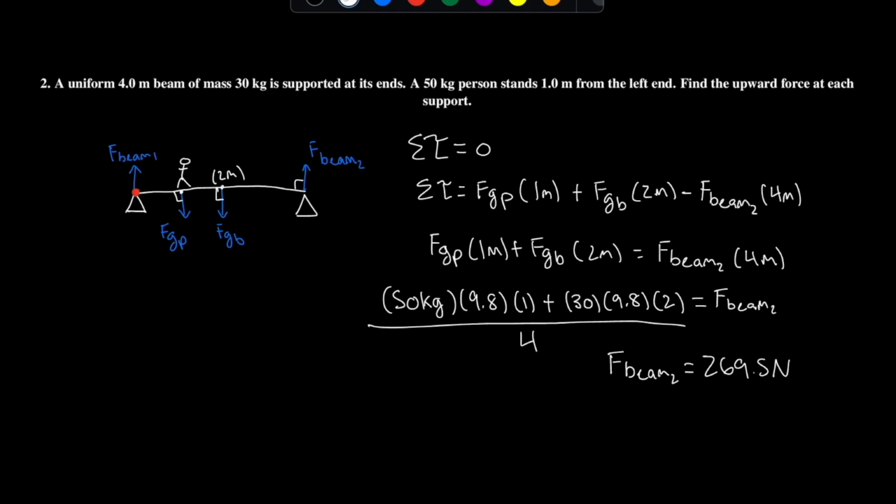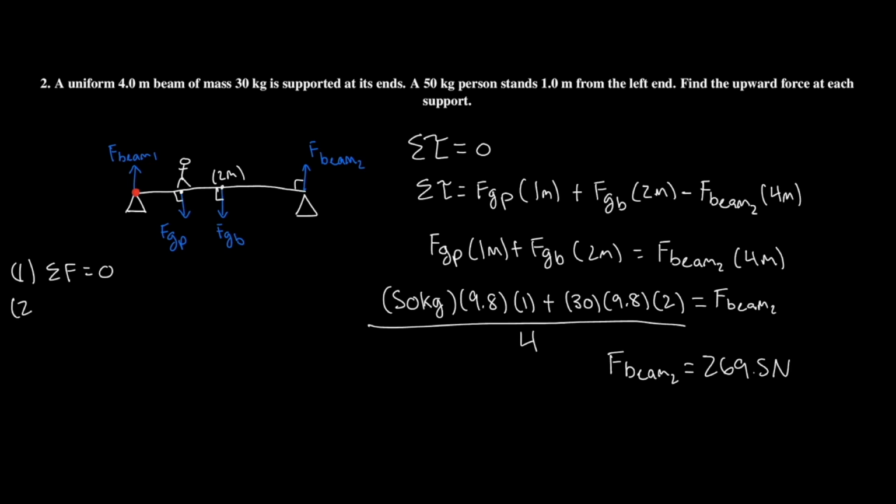Now, in order to find the first support force, or the support of F beam 1, we have two different options. Our first option is we can find it using forces. We now have 3 forces that we know and 1 that we don't know, and we know that all of those forces summed up should be equal to 0. So we can solve for F beam 1 by just looking at the forces without having to look at the torques.